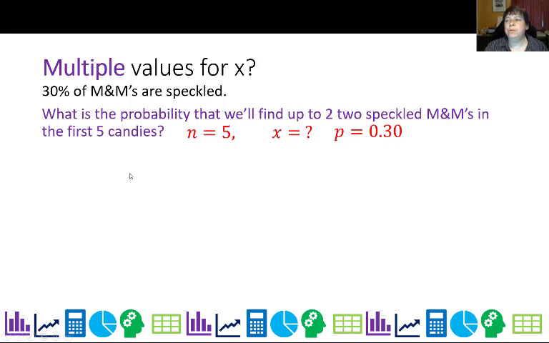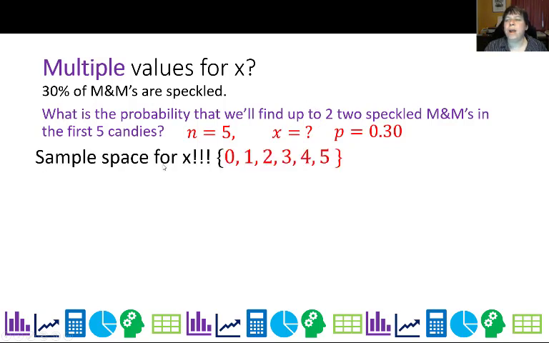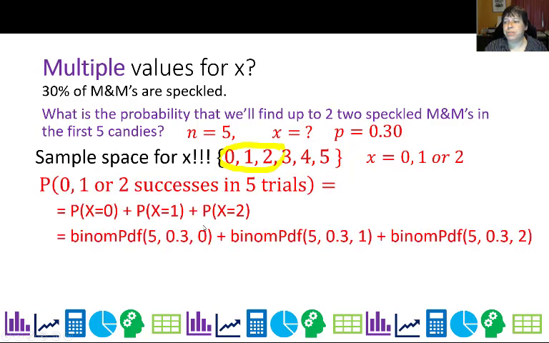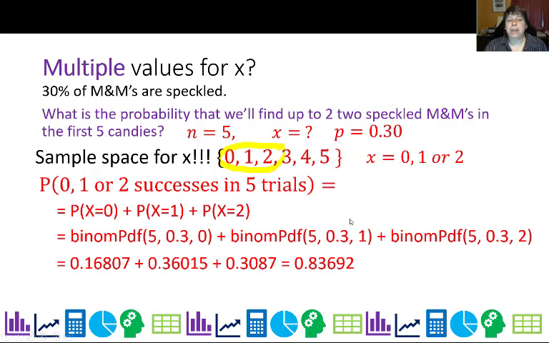It's really important when you have words like up to, no more than, at least, to go ahead and write out the sample space. In our case, what counts as up to 2 speckled candies? Well, 3 doesn't count, that's more than. So it would be this set right here. I'm basically working out the problem for x is 0, x is 1, x is 2. It's like 3 problems. I can do the 3 problems and just add up the answers, and I'm done.